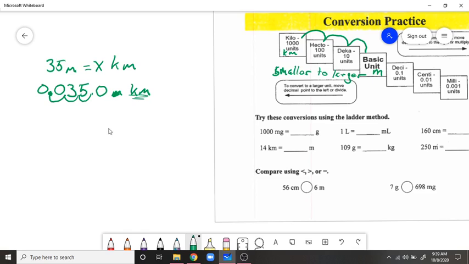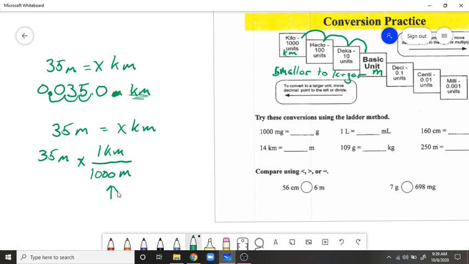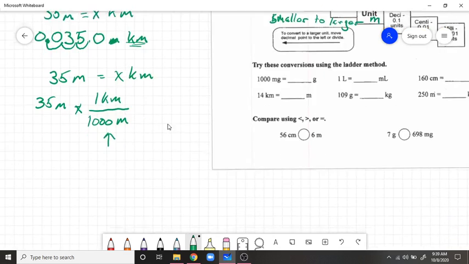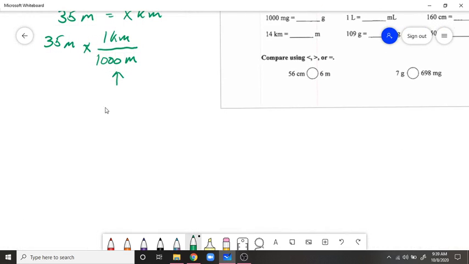The second way is to divide. So I have my 35 meters is equal to X kilometers. I want to go from 35 meters. I know that 1 kilometer is equal to 1,000 meters. This right here, where you see the kilometer over meters, is called a conversion factor.